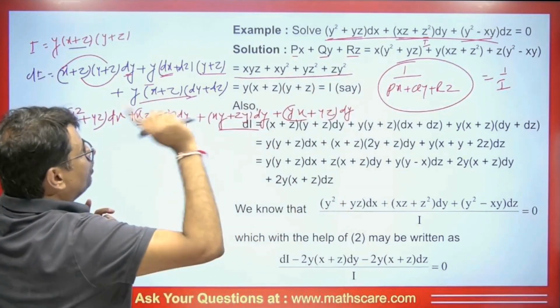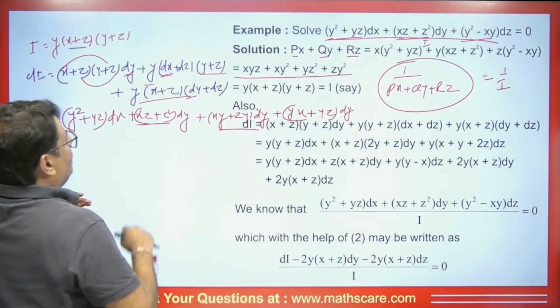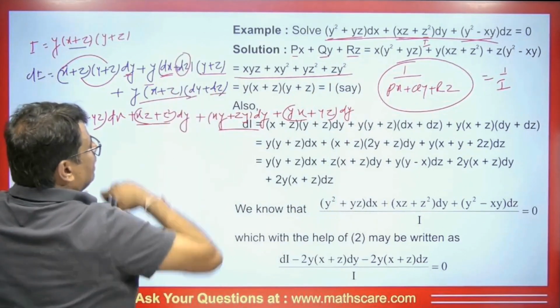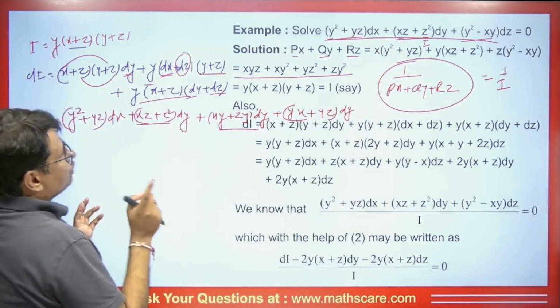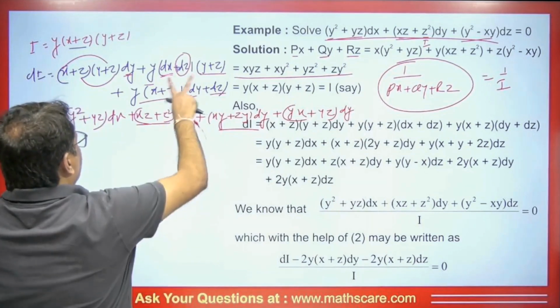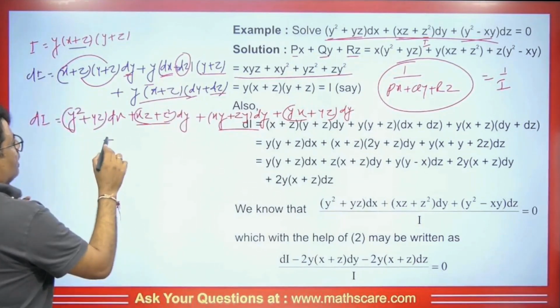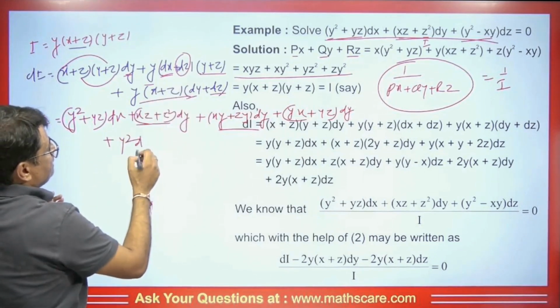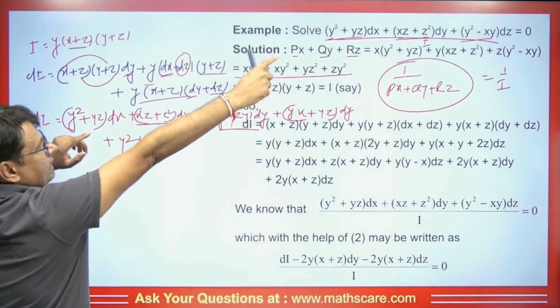In this dz, we need y square minus xy, right? We can notice one dz term is given here, and one dz term is given here also. We need this term y square minus xy. And we are getting this y square here, so we will write this y square, and then we will get this as dz. But we need (y square minus xy) dz.